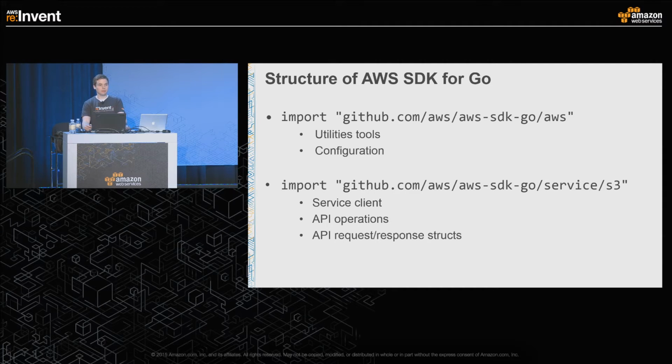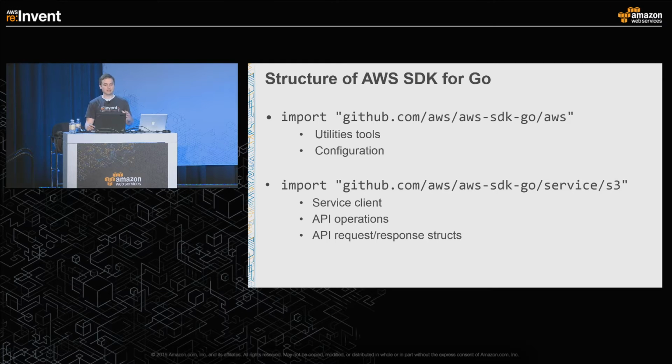The SDK is composed of two main sections under the root import path: aws and service. The aws package is a collection of configuration, helper, and utility tools that make using the SDK easier. The configuration structs we'll talk about in this talk are in the aws package.